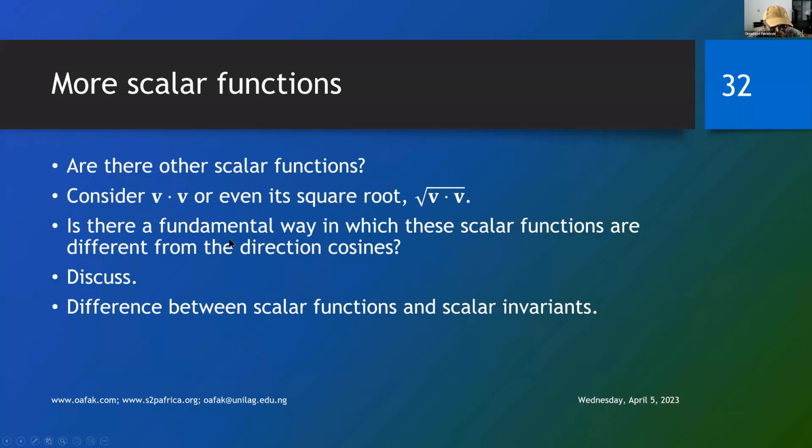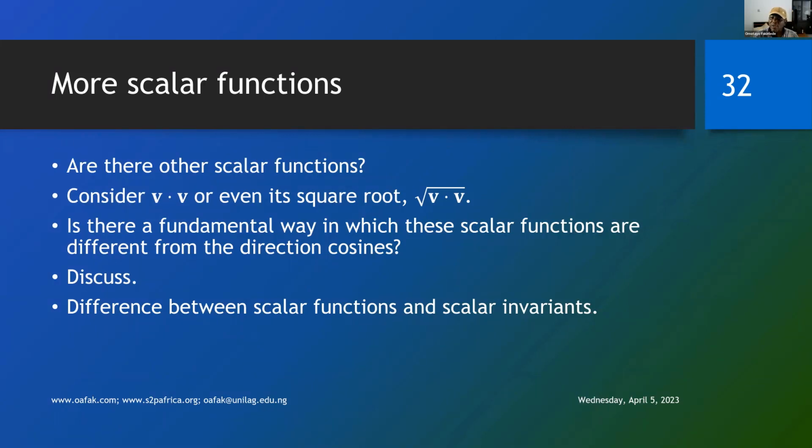Because of that, we can say that the magnitude of a vector is an invariant because it's an intrinsic property of that vector. It doesn't care what Cartesian coordinates you are taking. It doesn't know whether you are taking coordinates or not. It is an intrinsic thing. So because of the intrinsic nature of the magnitude, we can say it is a scalar invariant. It is not just a scalar function, but a scalar invariant.